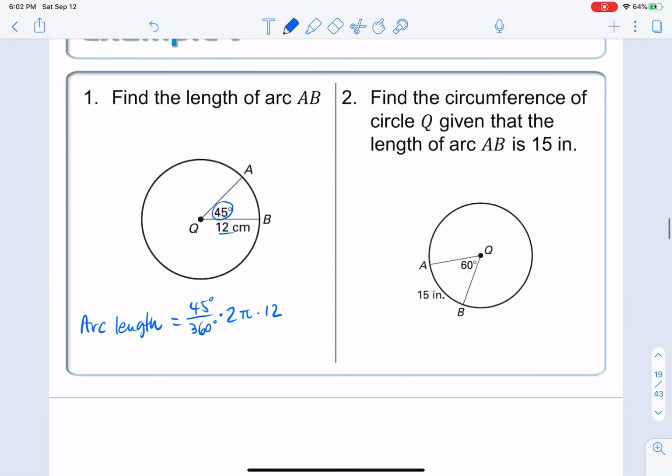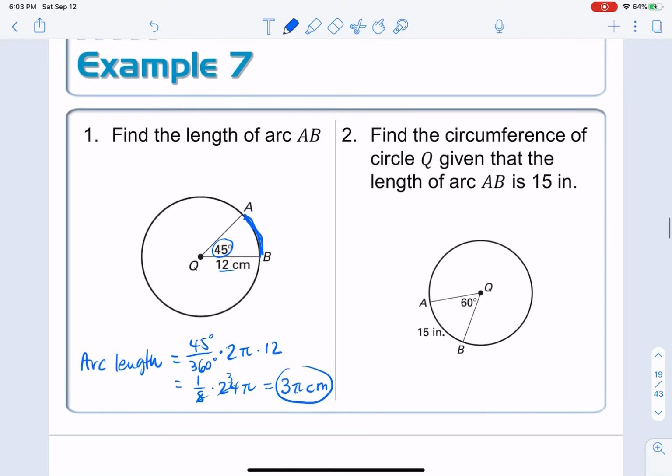I do believe that we have already talked about the fact that 45 over 360 reduces to 1/8, and then I can multiply my 2 pi times 12 to get 24 pi. Whoops. Why am I writing 4? 24 pi. 8 goes into 24 exactly 3 times, leaving me with an exact answer of 3 pi centimeters for the length of this arc from B to A right there.